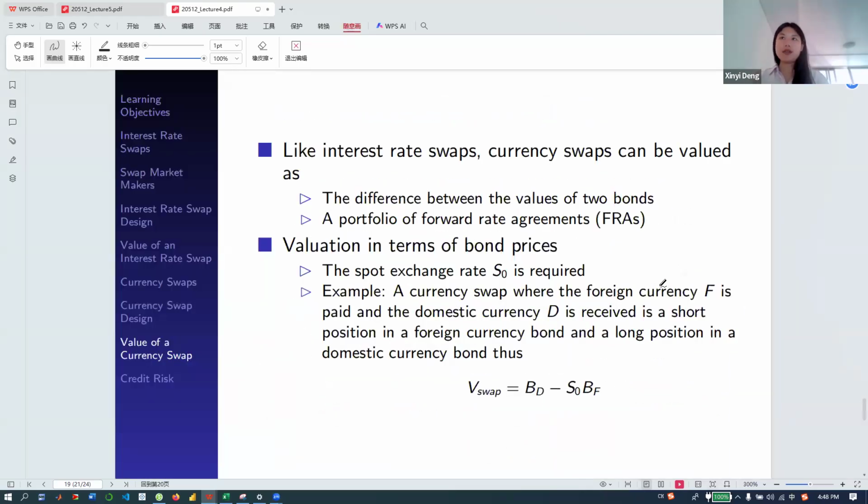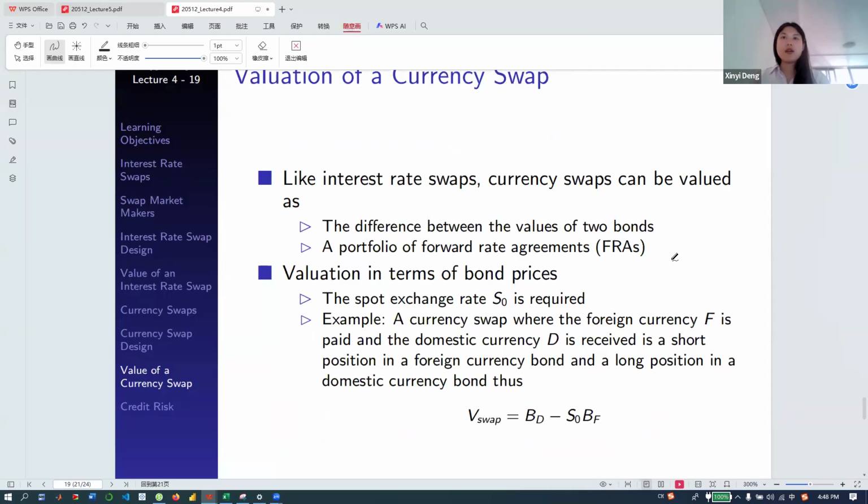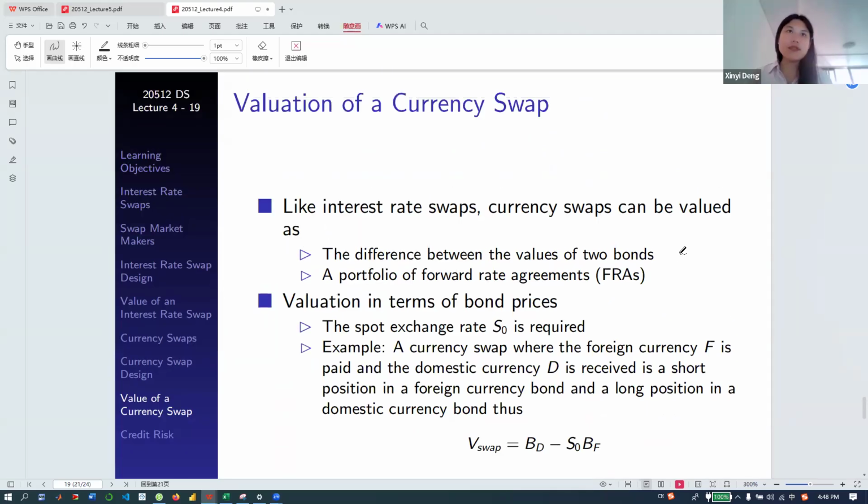Now let's do the valuation of the currency swap. The intuition is just the same as interest rate swaps. For currency swaps, we still have two ways to do the calculation of the values. One way is again the difference between the values of two bonds. And the other way would be again calculating a portfolio of forward rate agreements.